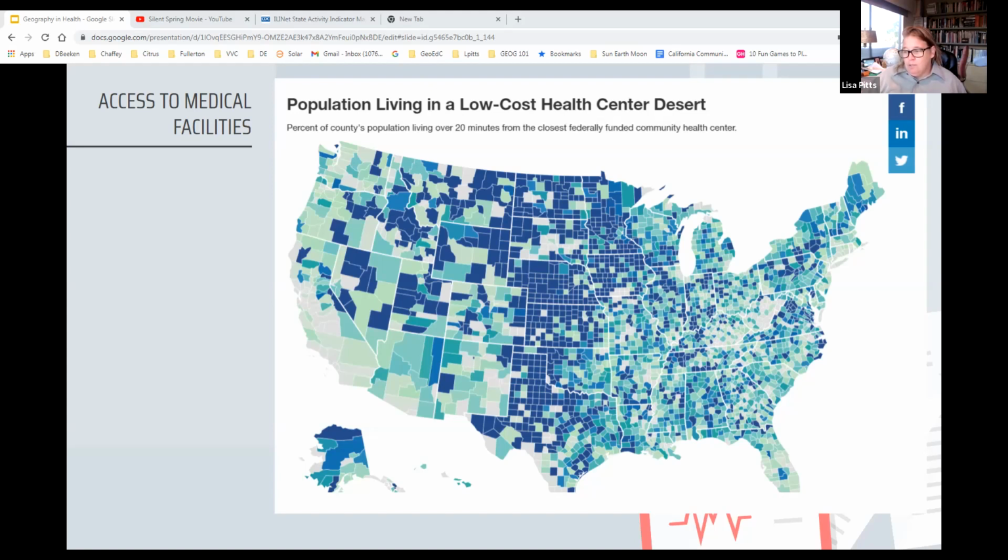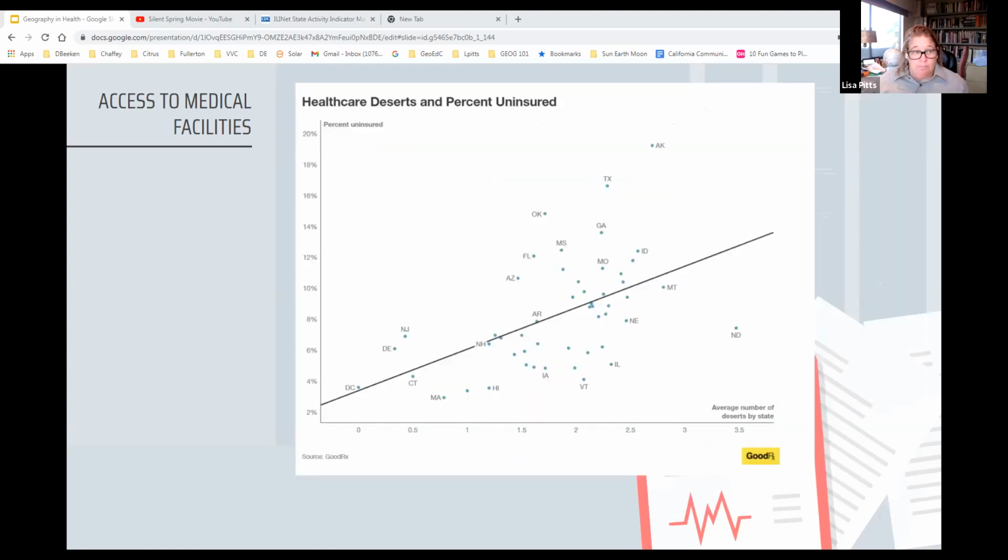So again, this means you have to drive more than 20 minutes to get to an affordable primary care place. So Texas has the highest uninsured population in the country. About 18% do not have access to health insurance. So kind of crazy.